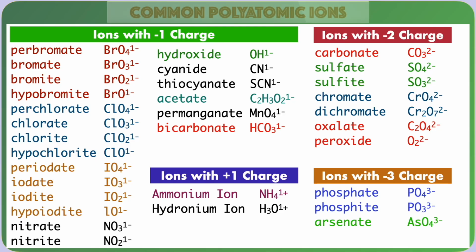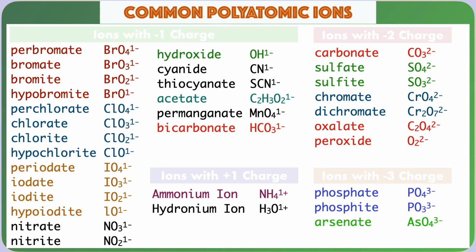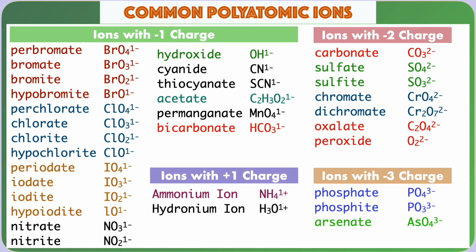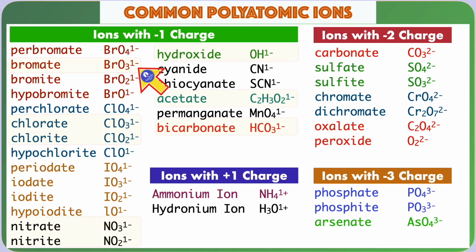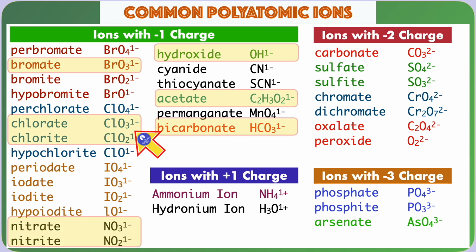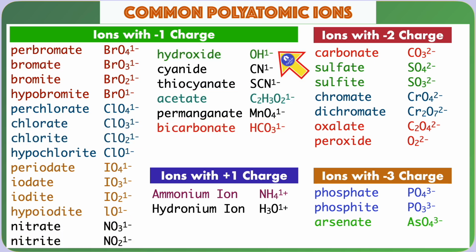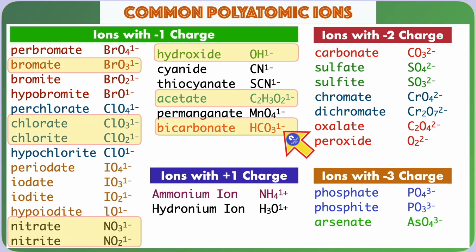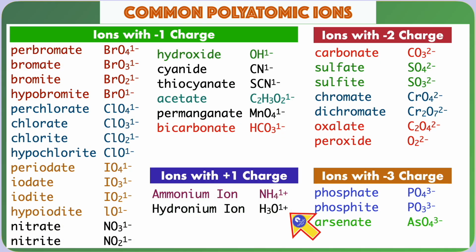Let us have a look at a list of common polyatomic ions. The list categorizes ions based on their net positive or negative charges. Some common anions with -1 charge are bromate, chlorate, chloride, nitrate, nitrite, hydroxide, acetate and bicarbonate. Ammonium and hydronium ions have +1 charge.